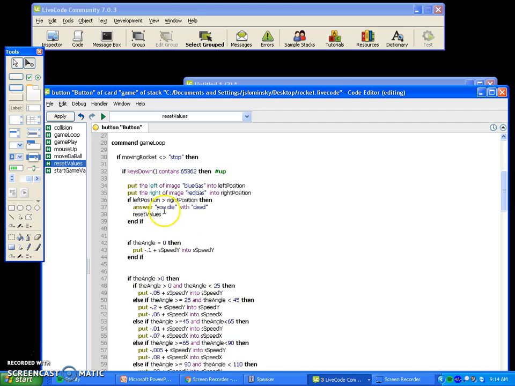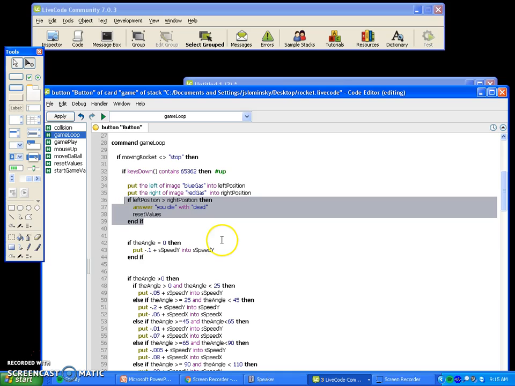Where were we? Okay. So you guys get what this does now. This if statement, if I were to put this on a quiz and ask you what it does, you would just tell me if you see this, this is saying if the left position of the blue gas passes the right position of the red gas, you're dead. You don't have any more gas.